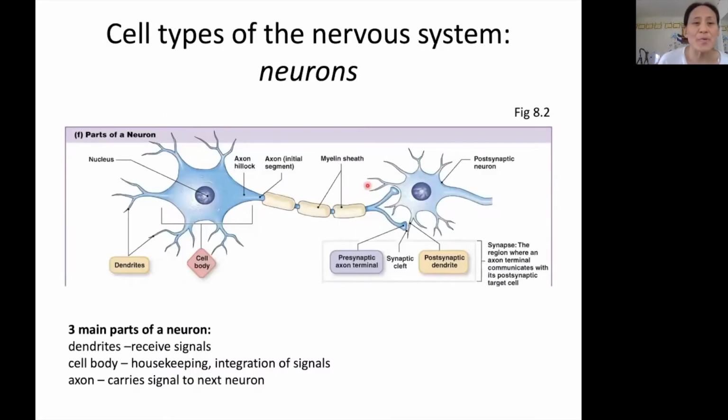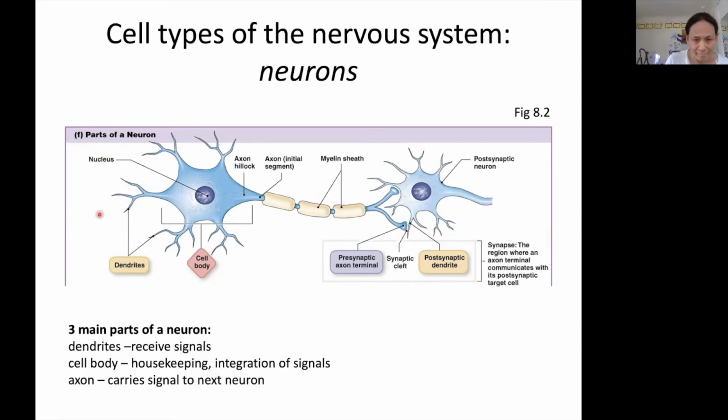Let's move on and start talking about the cell types of the nervous system. We have two main cell types in the nervous system. The first is neurons. Neurons are the cells that carry the signals within the nervous system. They're the ones that do the main part of the communicating.